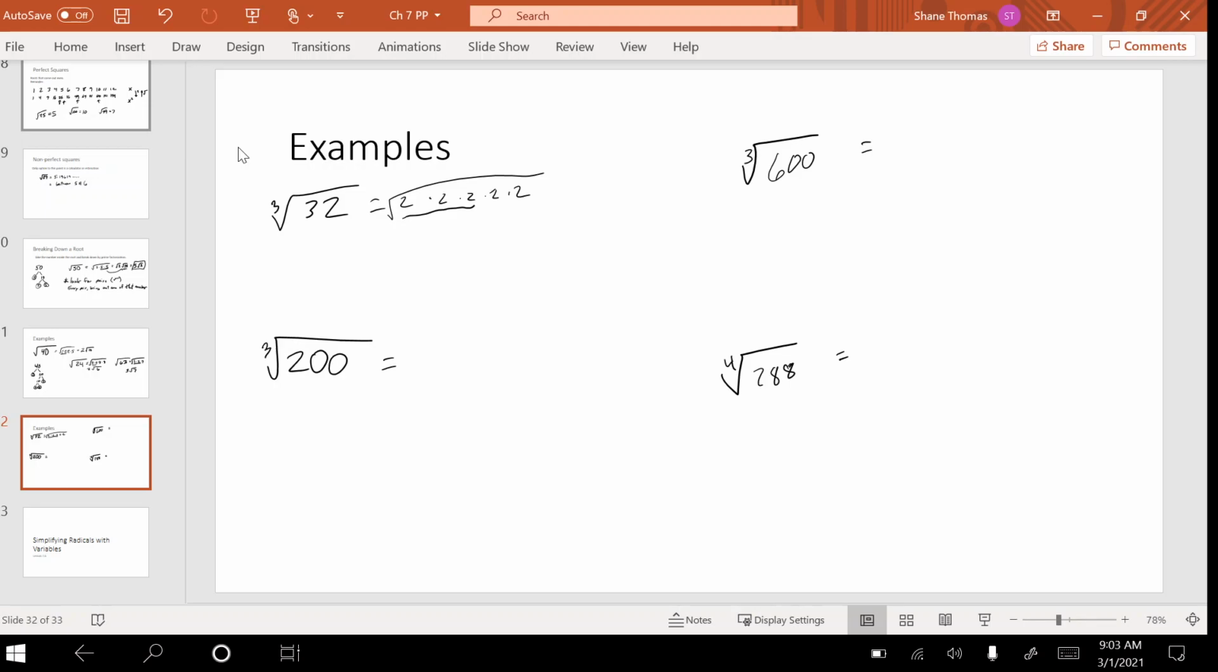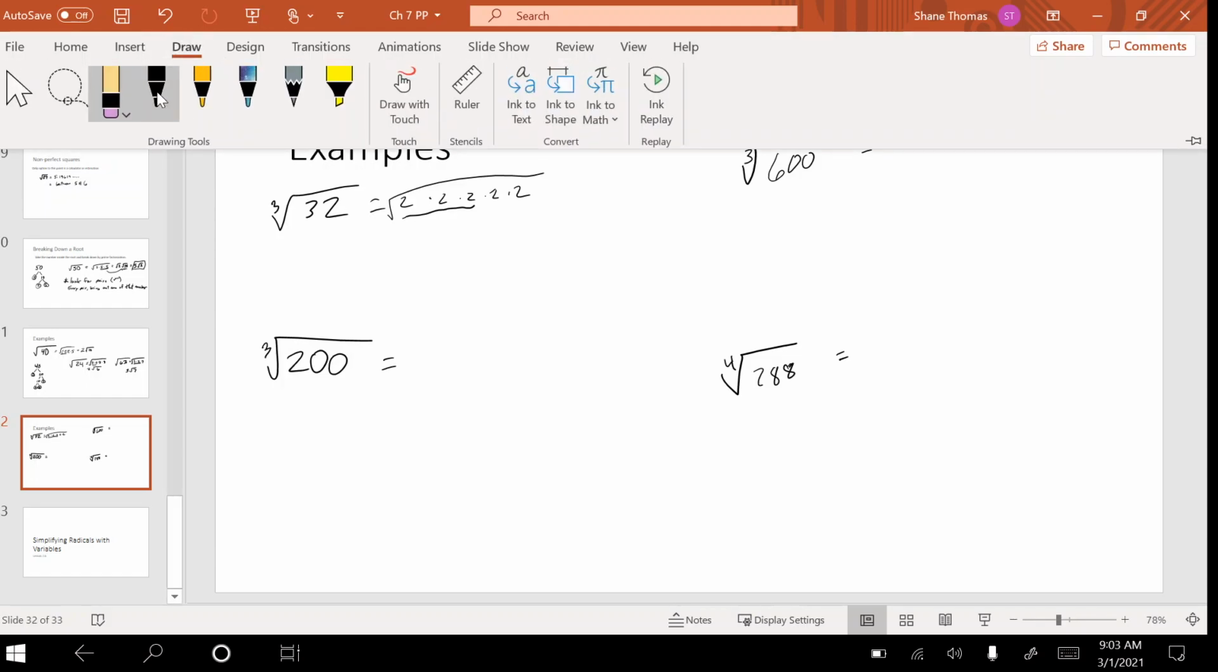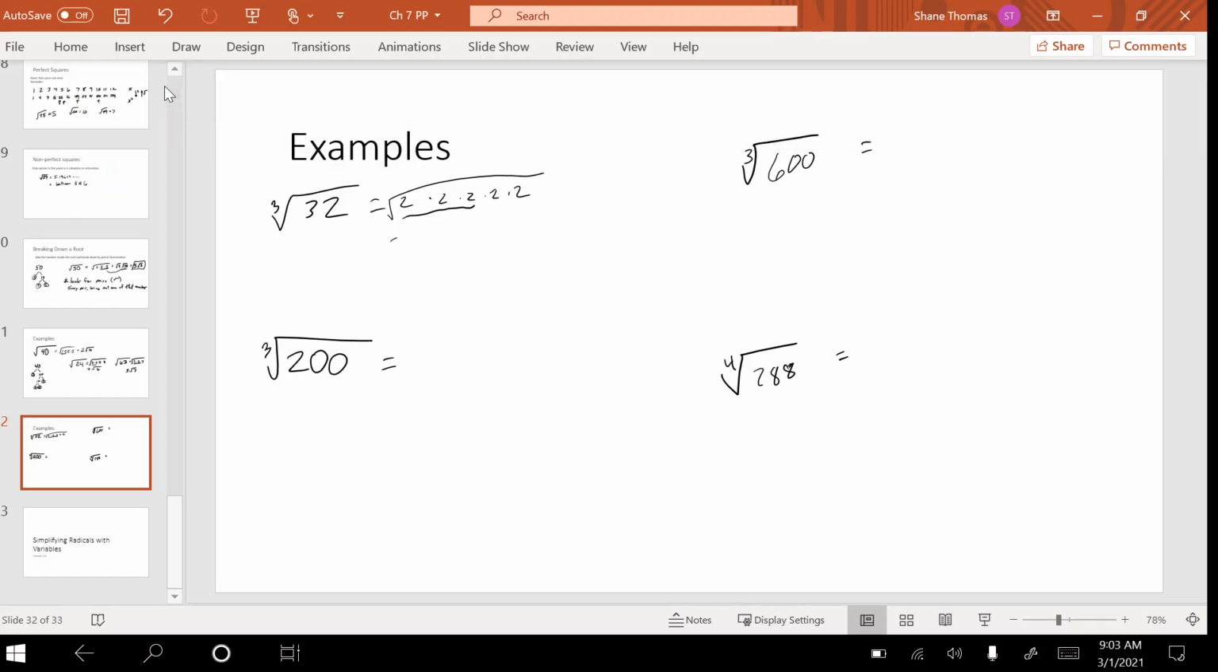So now I have a group of 2s. So that goes out front. Oh, sorry, not a 3. A 2. It's a grouping of 2s. So that grouping becomes 1, 2 out front. And now I have root 2 times 2, which is 4. All that little number does is tell me how many of every one I'm looking for.